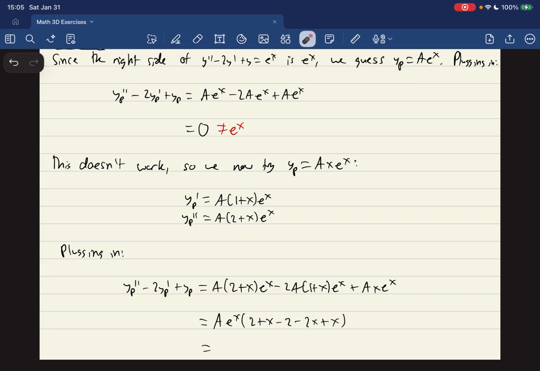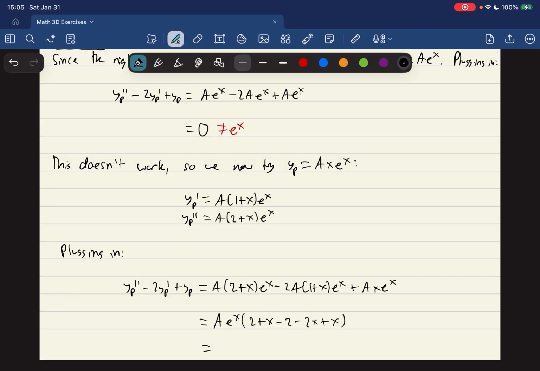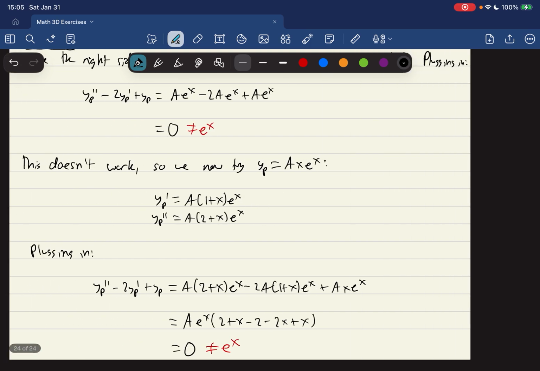And we can see that, okay, 2 and minus 2 cancel. x plus x is 2x, which cancels out with the negative 2x. So this whole term right here becomes 0. And so once again, we get 0. Which is again a problem, because once again, this is not equal to the right side of e to the x. And so now we try one more time.